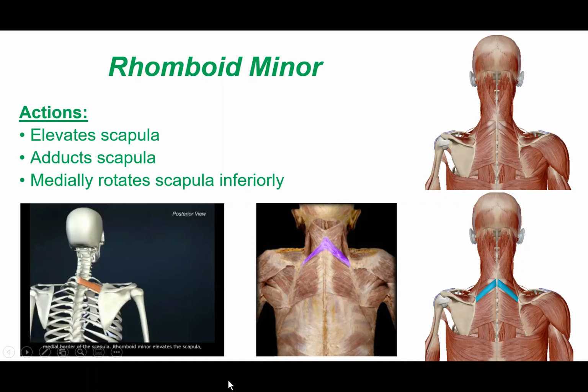Rhomboid minor elevates the scapula, adducts the scapula, and medially rotates the scapula downward by moving the glenoid cavity inferiorly and the inferior angle medially.